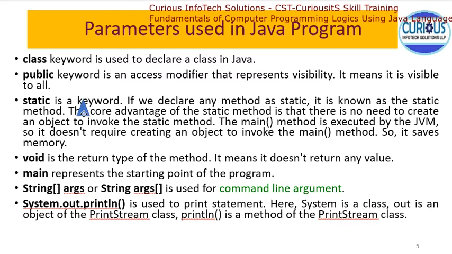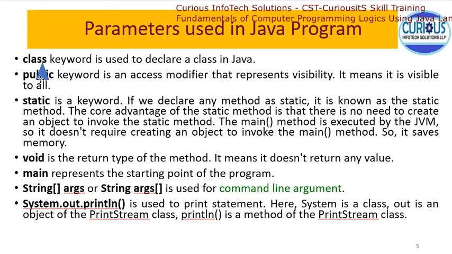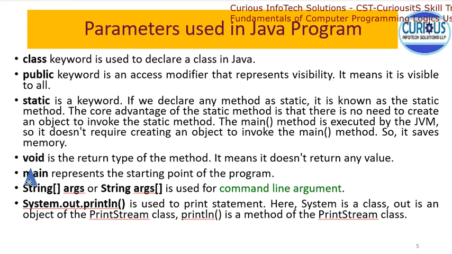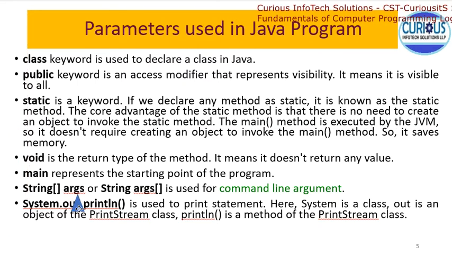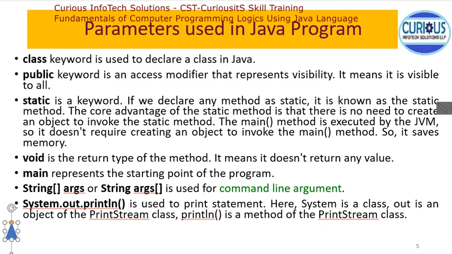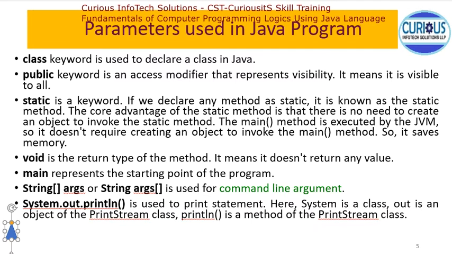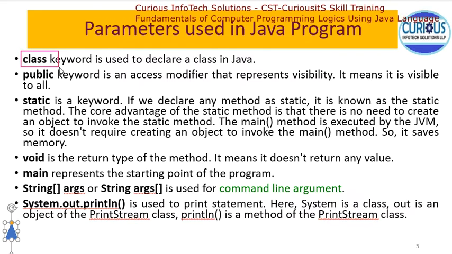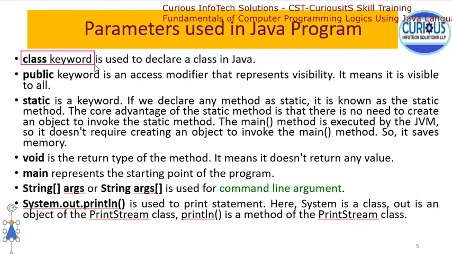Okay, so here we have first class, we have public, we have static, we have void, main, then String args, then System.out.println. So these types of words we have already used in the previous program. ठीक है, now one by one मैं आपको explain करता हूँ. आपने सबसे पहले class एक कीवर्ड यूज किया था. तो क्लास क्या वर्ड है?